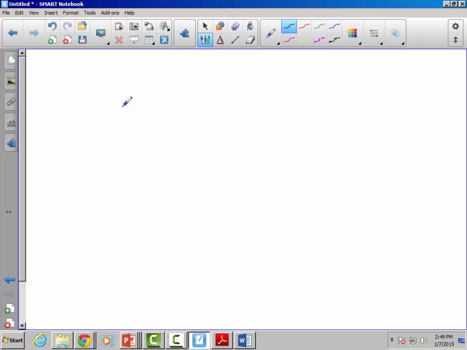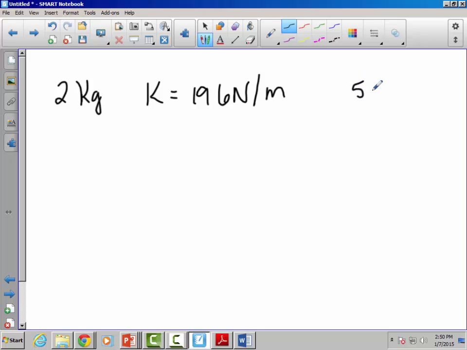Okay, welcome to the problem-solving section of this video. We're going to do a little bit of work with our frequency, period, all of that stuff, cosine, sine business, and then we're going to do an example with energy. So the first thing we're going to do is look at an example where we have a 2 kilogram object attached to a spring, and the spring constant is 196 newtons per meter. We're going to pull that object out to a distance of 5 centimeters from the equilibrium point, and it's released at t equals 0 seconds.